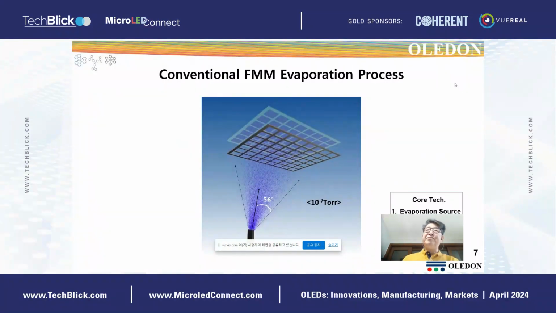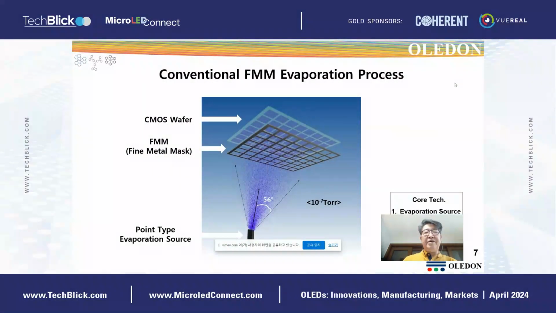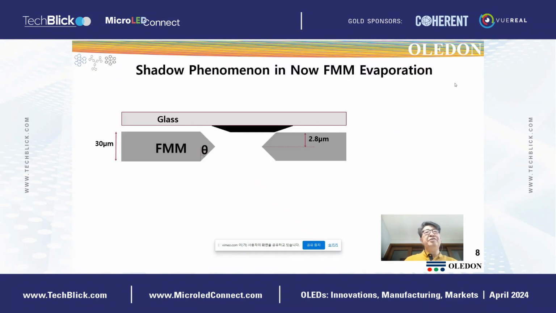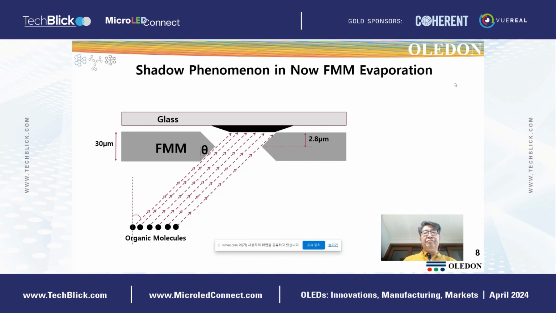So conventional FMM evaporation is going to have a CMOS wafer substrate at the top, FMM in the middle, and evaporation source at the bottom. Spreading molecular beams will be passing through the openings of the fine metal mask to provide pattern films on the substrate. We know there is a shadow phenomenon. Organic molecules will be flying into the opening area of the fine metal mask to provide patterns on the glass substrate. The vapor angle was 56 degrees, and the FMM thickness is going to give a shadow distance.